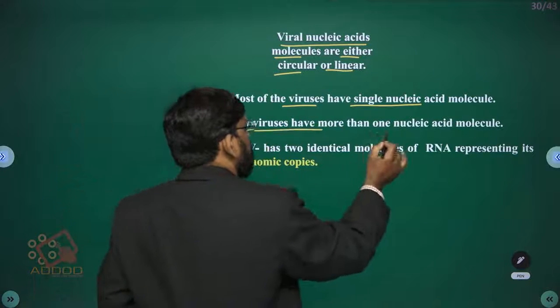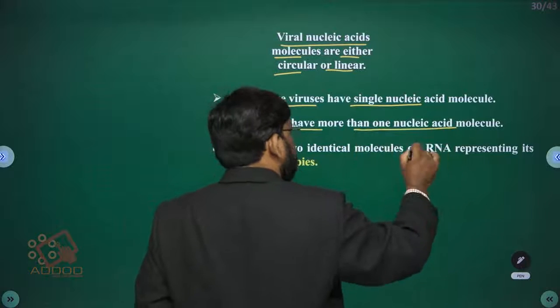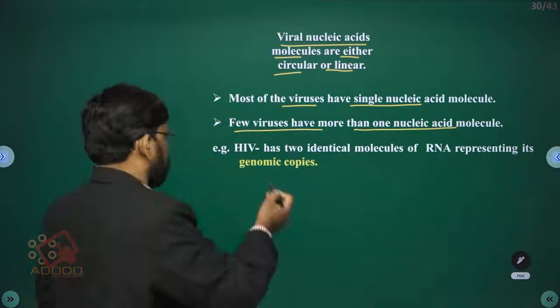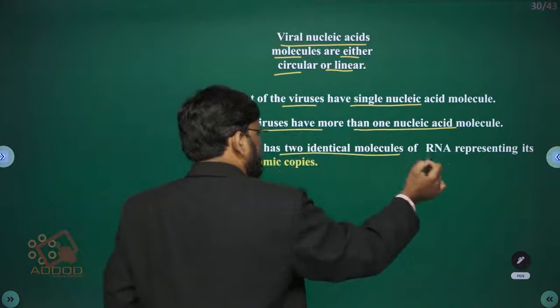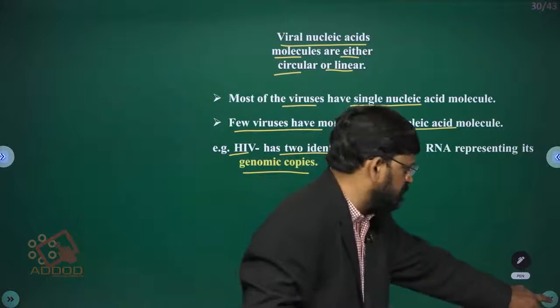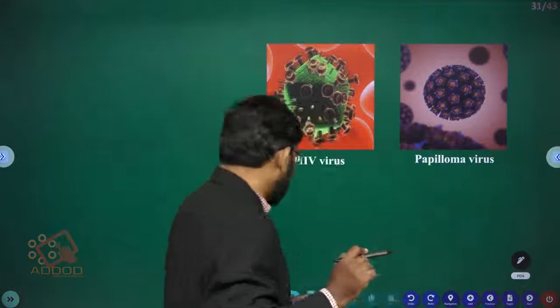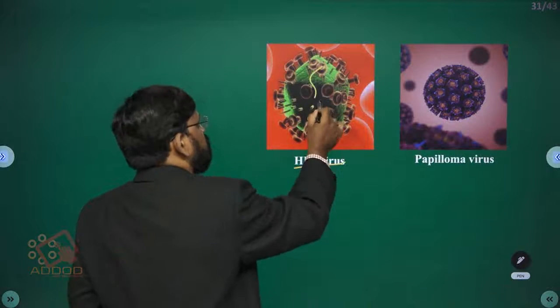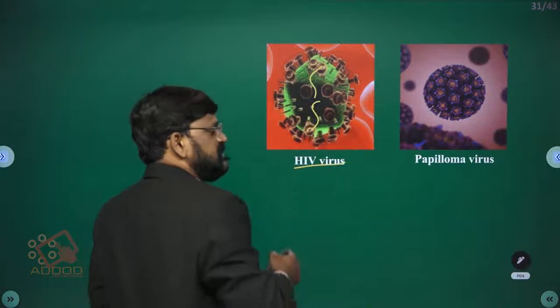Few viruses have more than one nucleic acid. For example, take HIV. They have two single-stranded RNAs. So HIV has two identical single-stranded RNA molecules. Only a few have two nucleic acids, but both are of one type, not both types. This is HIV, which has two nucleic acids, both single-strand RNA.